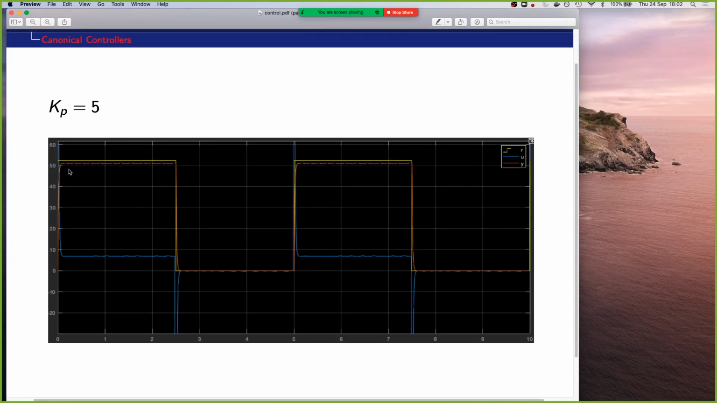So again, our reference is the same. We still want it to go to just over 50, drop to 0. Our output Y, the red, is now coming much, much closer to that reference value. And it's getting there much quicker now and dropping much quicker. So this is generally better. But what's the downside of that higher gain now? Can anyone see it?